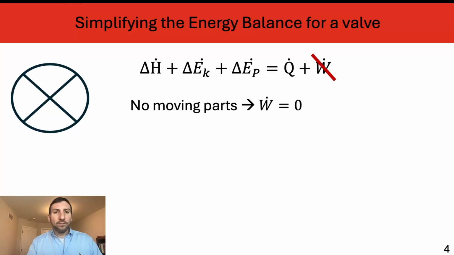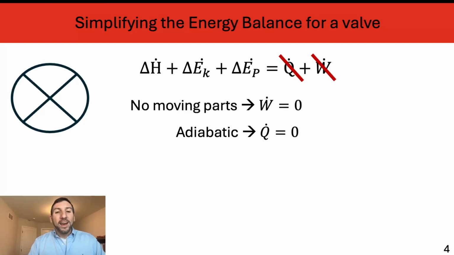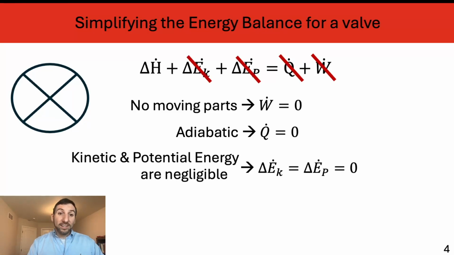Additionally, because a valve is controlling your fluid flow, it's not doing anything in particular with heat transfer. So we're going to assume that it's adiabatic, and that means that we can now cancel out our heat term. Additionally, with my valve, we can also assume that the changes in kinetic and potential energy are negligible, and therefore my delta EK and delta EP also go to 0. And that leaves me with the change in enthalpy equals 0.